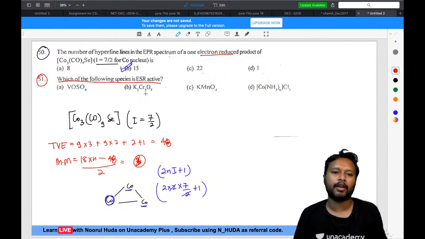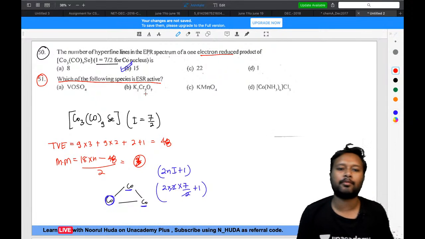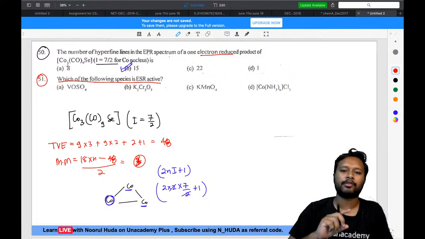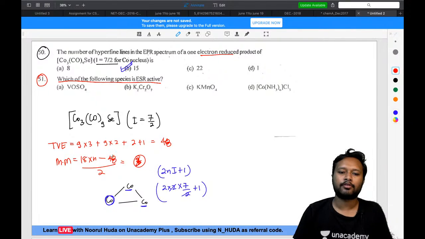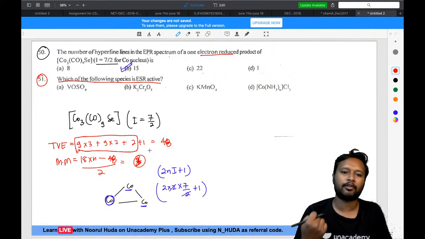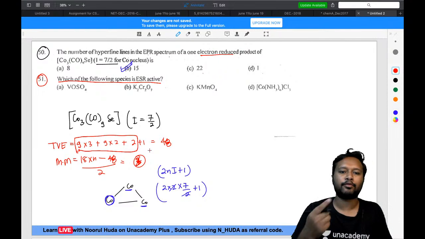Preeti, look, one electron reduced product means this molecule was there, and one electron reduced, oxidized and reduced, you know that, right? So one electron reduced means it is reduced with respect to one electron. So when you are counting the total valence electrons which came up till here, since it is one electron reduced, that means there is a reduction caused because of one electron. A reduction of one electron means you have to add one electron more. That is why I have added one more here. Okay, one electron, that's why we added.